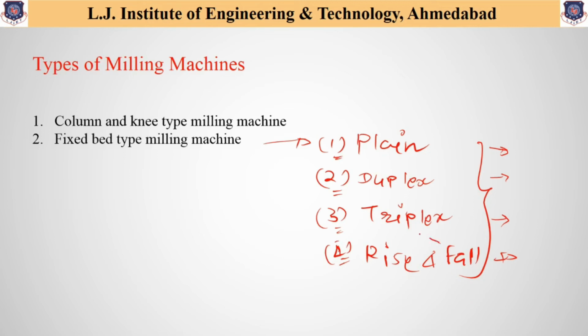And the last one, that is the rise and fall type milling machine. It is an example of profile milling. So if at any time we want to cut any profile on the workpiece, at this time this type of rise and fall type milling machine is required. So this is another classification of fixed bed type milling machine.